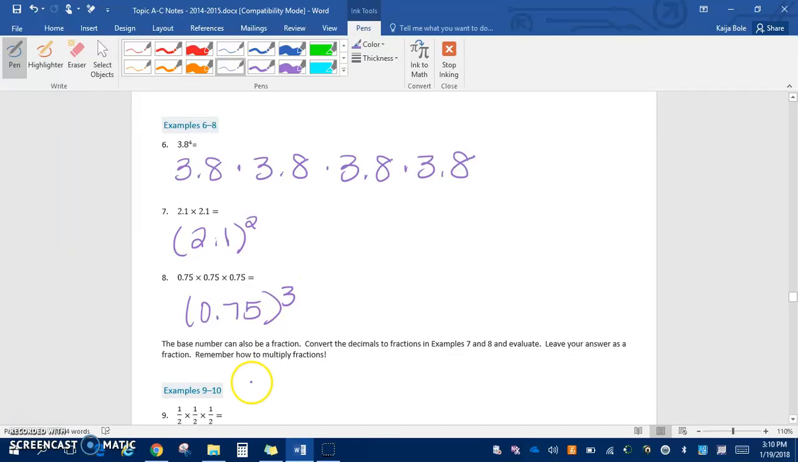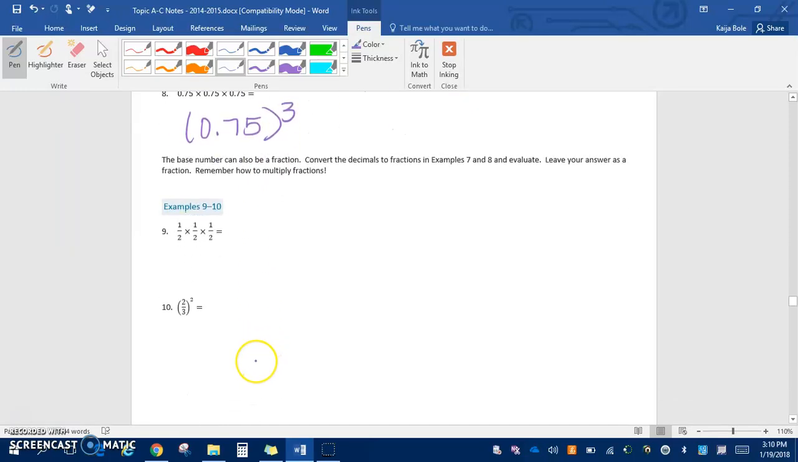Alright. And now it says here that, remember that the base number can also be a fraction. So we are going to condense them and then actually multiply this out. So this is 1/2, right, to the 3rd power. It's multiplied 3 times. So if we multiply that out, remember we multiply straight across the top, so 1 times 1 times 1 is 1. And then 2 times 2 is 4. Times another 2 would be 8. So we would get 1/8 as our final answer.